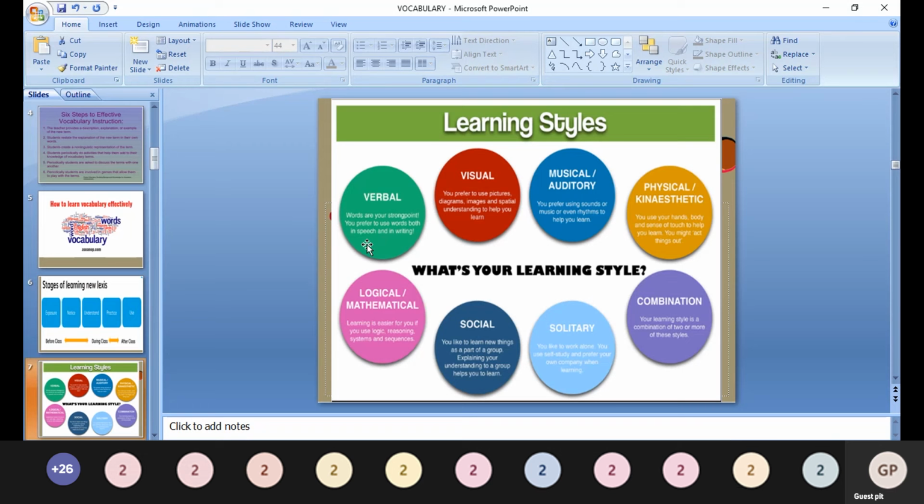Visual, you prefer to use pictures, diagrams, images, and spatial understanding to help you learn. So visual understanding, sometimes pictures, or when you go around and look at things, that is another way of learning. Visual also has a very strong impact. It stays in your mind longer. Then musical or auditory, you prefer using sounds or music or even rhymes to help you learn.